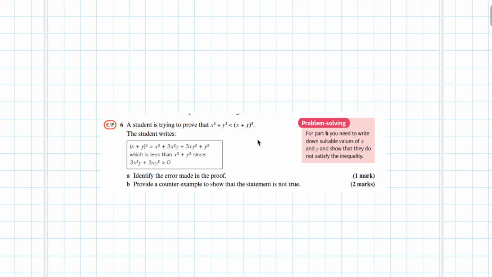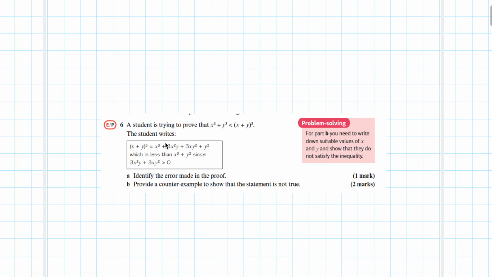So question 6: a student tries to prove that x cubed plus y cubed is less than (x plus y) cubed, and the student writes (x plus y) cubed equals x cubed plus 3x squared y plus 3xy squared plus y cubed, which is less than x cubed plus y cubed, since 3x squared y plus 3xy squared is greater than 0. Identify the error made in this proof.